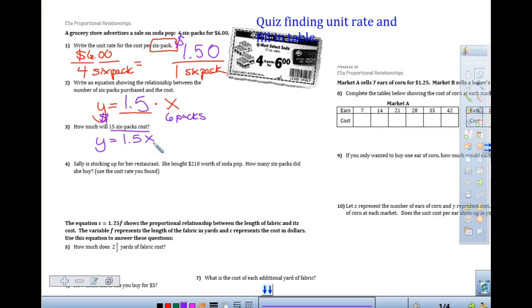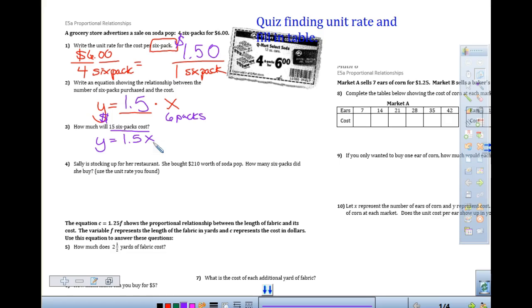Okay, so when you look under y, what value? Don't listen to everyone else whispering things. What do we have under y? That's our what? Dollars. And under x is our 6-packs. And we want to know how much will 15 6-packs cost. Are we trying to find the number of 6-packs, or are we trying to find the cost? Connor said it done. We're trying to find the cost.